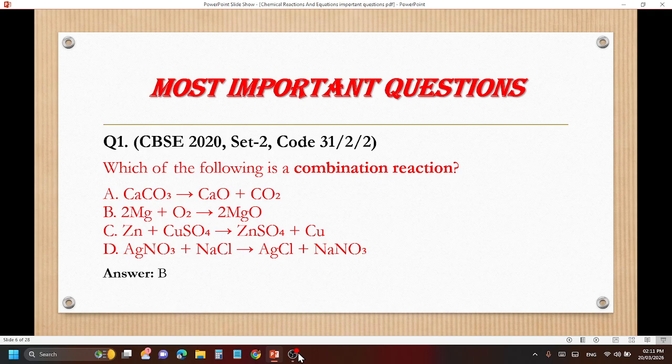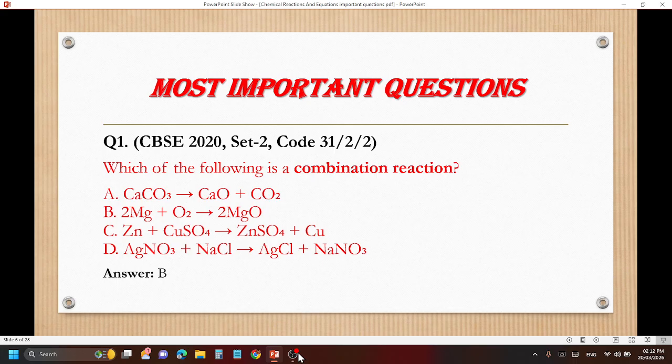Moving on to today's session, today's aim is to discuss the most important questions which have a high probability of being repeated in your upcoming board exam. So this is a CBSE 2020 set 2 question which says: which of the following is a combination reaction?